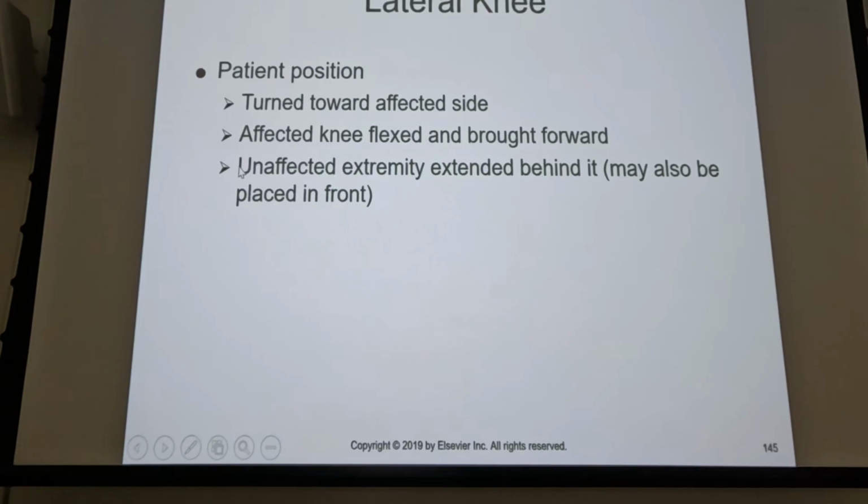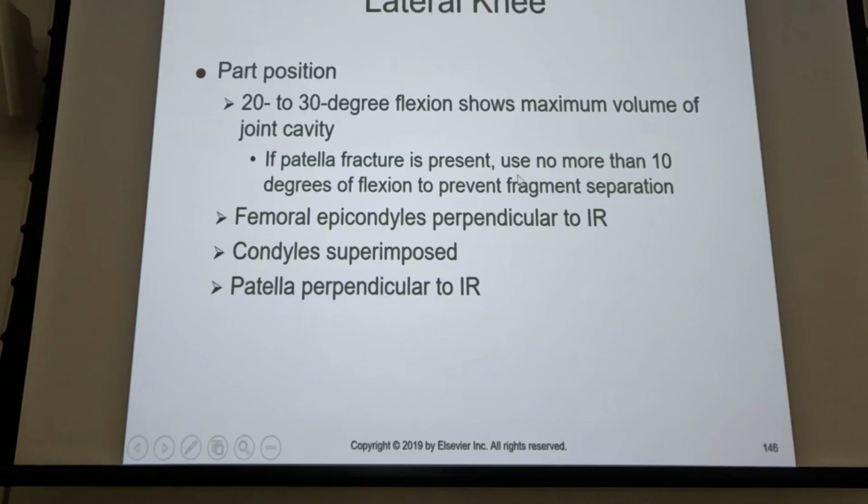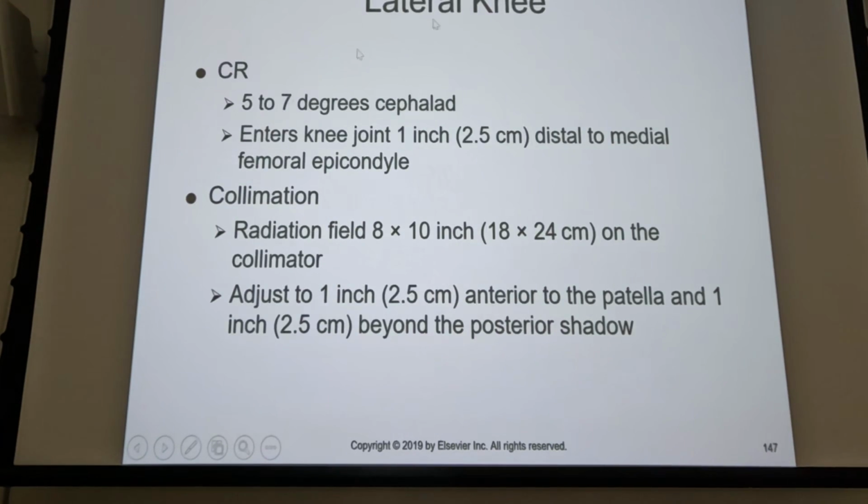You may have to put the patient's opposite leg in front of, or possibly behind, whichever way the patient's more likely to be less rotated. 20, 30 degrees. If you suspect that the patella is fractured, then you don't want to bend it all that much. More on that here in a bit. So the femoral condyle is perpendicular to the image receptor. It should be superimposed. In this case, you're going to use a 5 to 7 degree cephalic angulation on everybody.